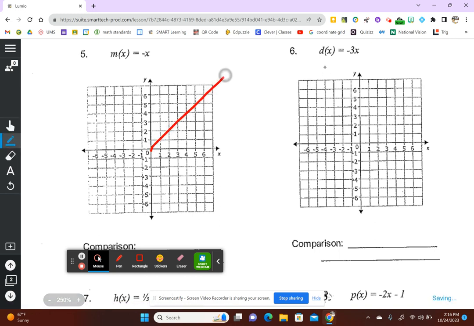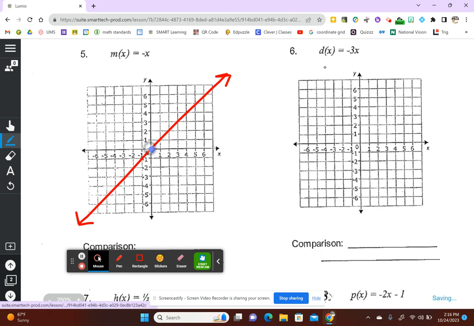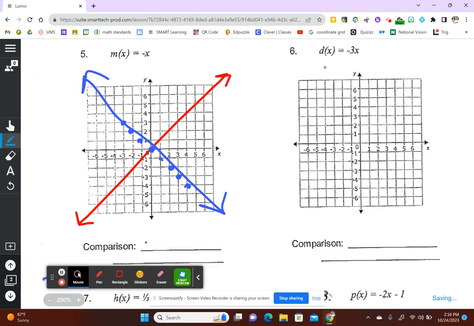So I'm going to draw the parent function. Hopefully you already have. And now I'm going to graph this new one, which has a negative slope. So if you remember, anytime you multiply by -1, it becomes a reflection. So here, the comparison is the slope is negative, m is less than 0. So when you have a negative slope, this is a reflection. And you always have a reflection whenever you have a negative slope.